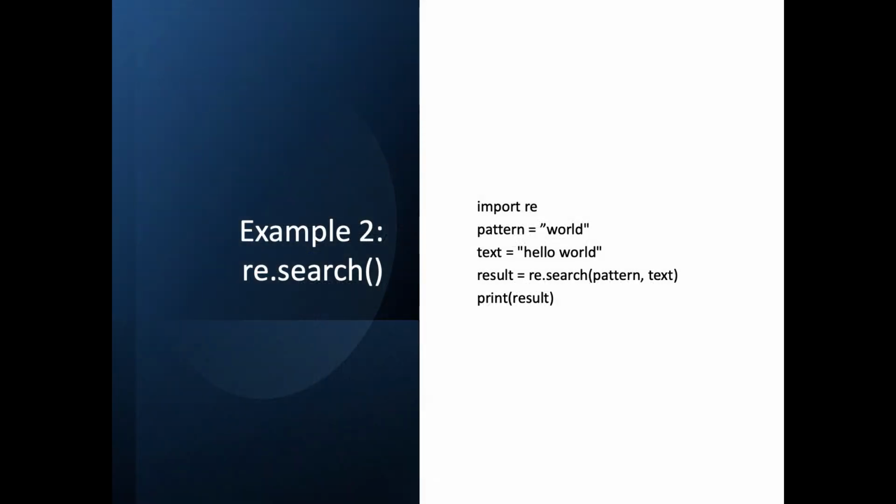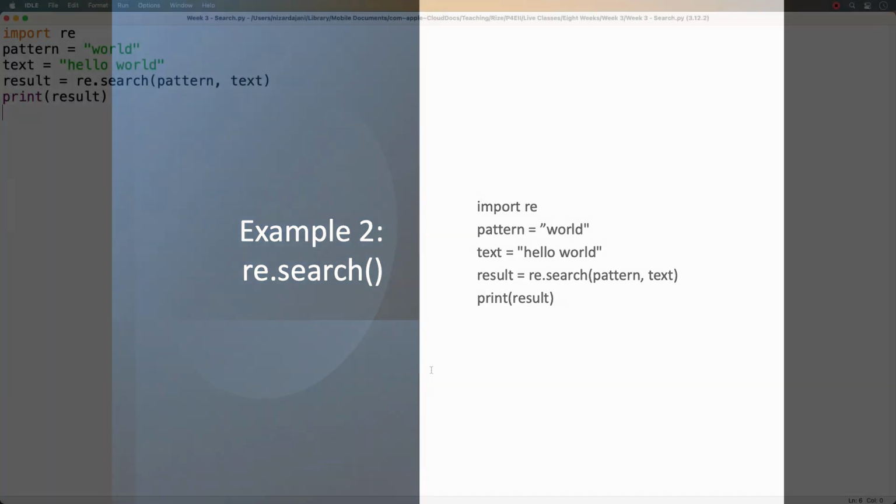Here we start by importing the re module and define a pattern variable with a string value of world. We then define a text string and give it the value hello world. And very similar to the match function, we call the search function and pass it two arguments, pattern and text, because we want to search for the pattern in the text. Once we run it, the function will return a match object if the pattern is found, or return None if nothing is matched. So let's see this code in action.